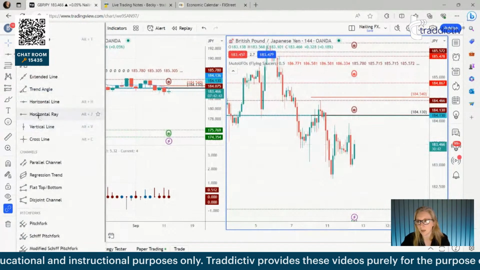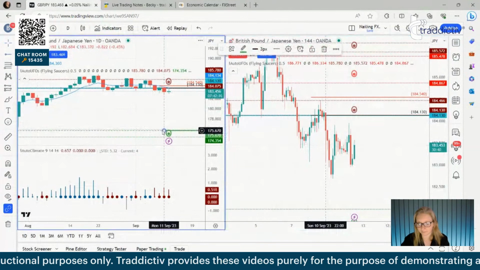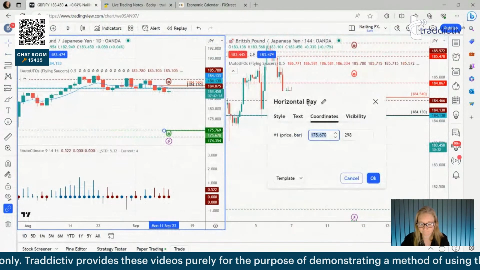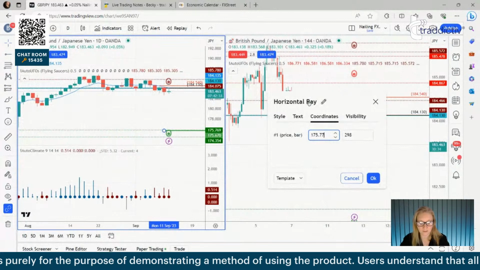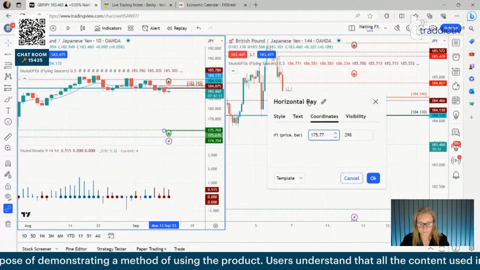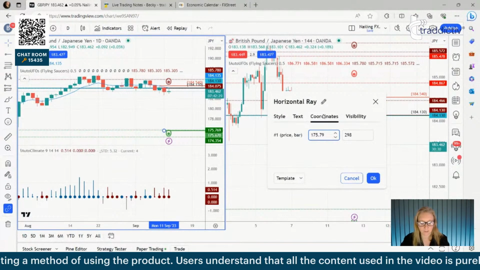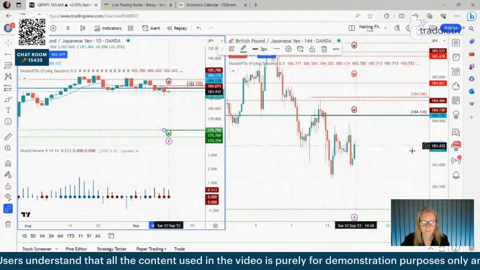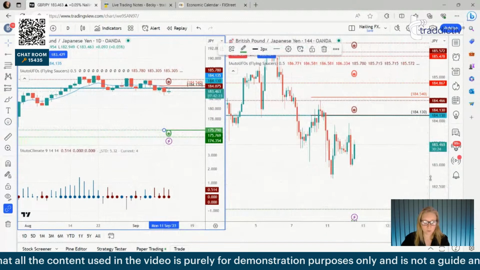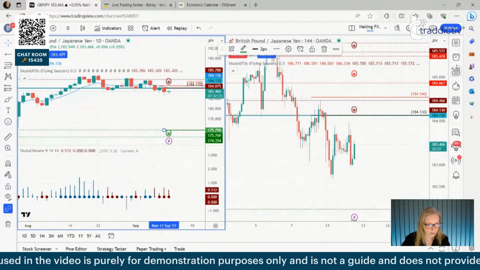Our final target is going to be all the way down here at 175.769. We're going to round that up and we're going to add a couple of pips. That's our final target there. Our safety target is always 1-to-1 away. So let's bring that up.